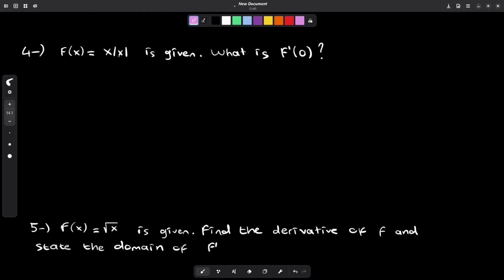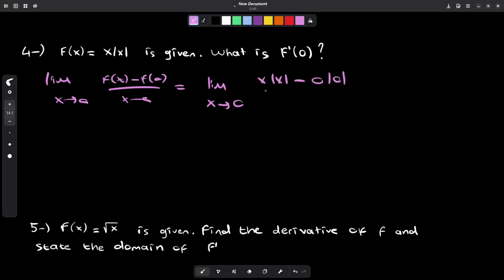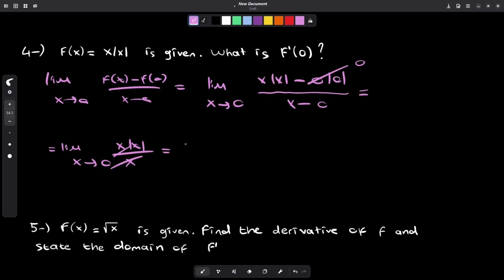f(x) is given to us as x times the absolute value of x. What is the derivative of f at 0? Again, let's use the limit definition. f(x) minus f(a) over x minus a. Our a is 0 here, so x approaches 0. f(x) is x times the absolute value of x minus 0 times the absolute value of 0, and this is over x minus 0. This is 0, this part is x, so this will be the limit as x approaches 0 of x times absolute value of x over x. I can cancel the x out. What is the limit of the absolute value as x approaches 0? It's 0, so we found the derivative of the function at 0 as 0.